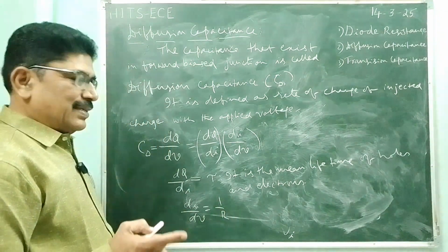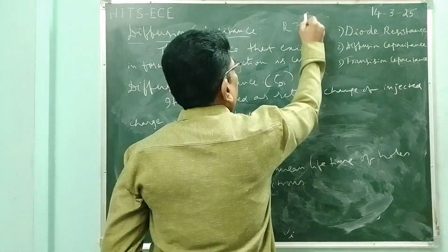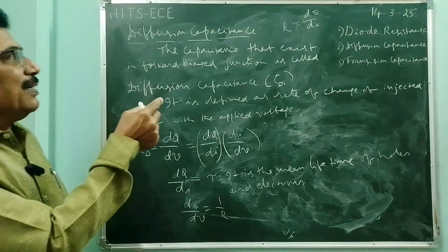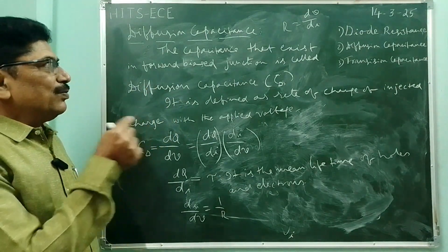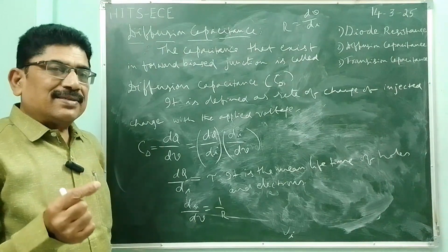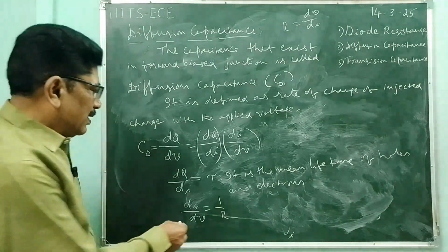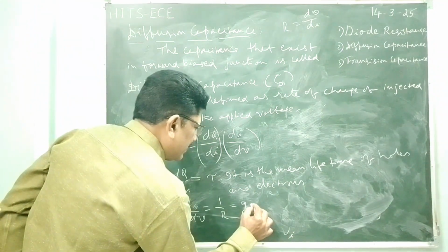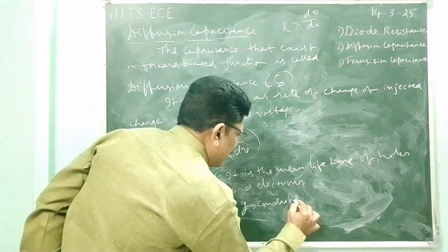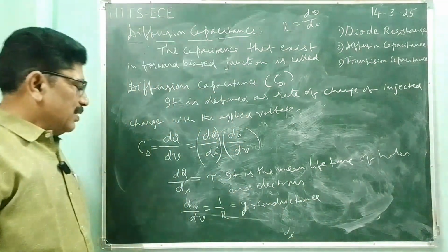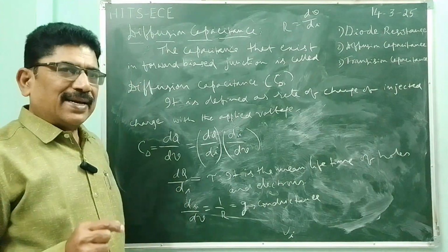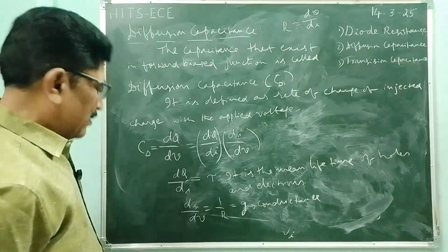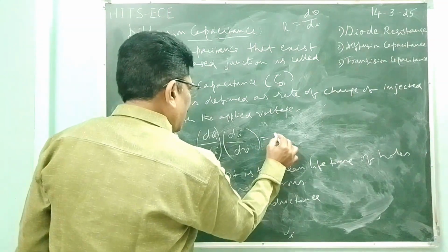Now already defined, resistance is equal to dV by di, or V by I, measured in ohms. The reciprocal of resistance is conductance. So this is equal to G. G means conductance. You can find out this di by dV from the diode current equation, and then find out this CD. So CD is equal to tau into G.